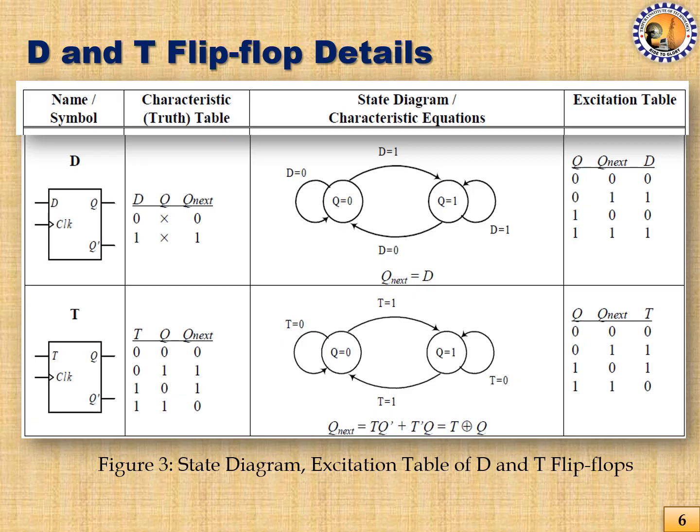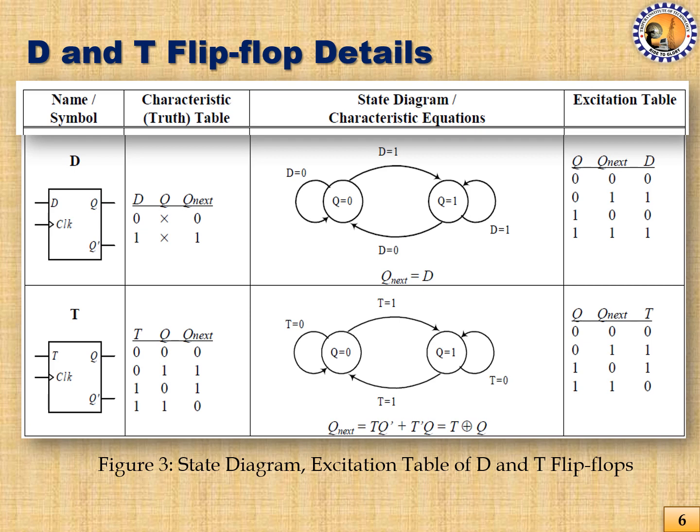Since there is only one input, if you apply a 0 at the D input, the flip-flop output, irrespective of the present condition, in the next state will be 0. And if you apply a 1 at the input, irrespective of the present condition, the next state condition will be 1. So here the state diagram is also quite straightforward.